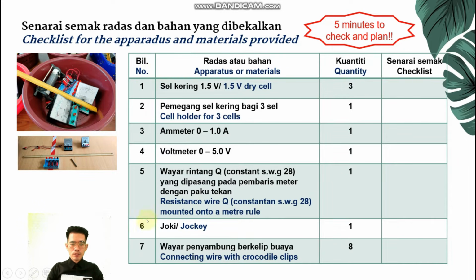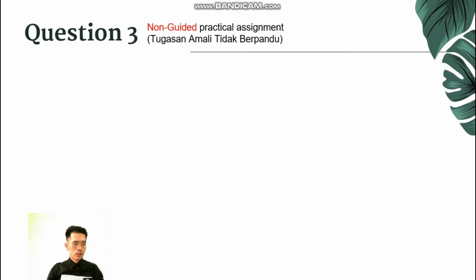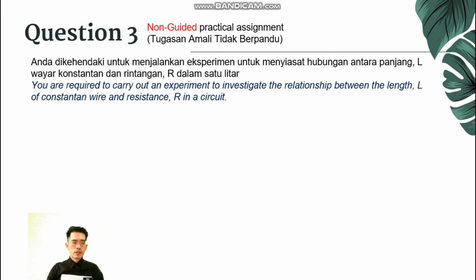So apparatus number 6 will be the jockey, and number 7 will be the connecting wire with crocodile clip. If all apparatus and material are correct with the quantity, you just tick. Then you are allowed to read the question within the 5 minutes before the 15 minutes. For each question, you have to read and plan.